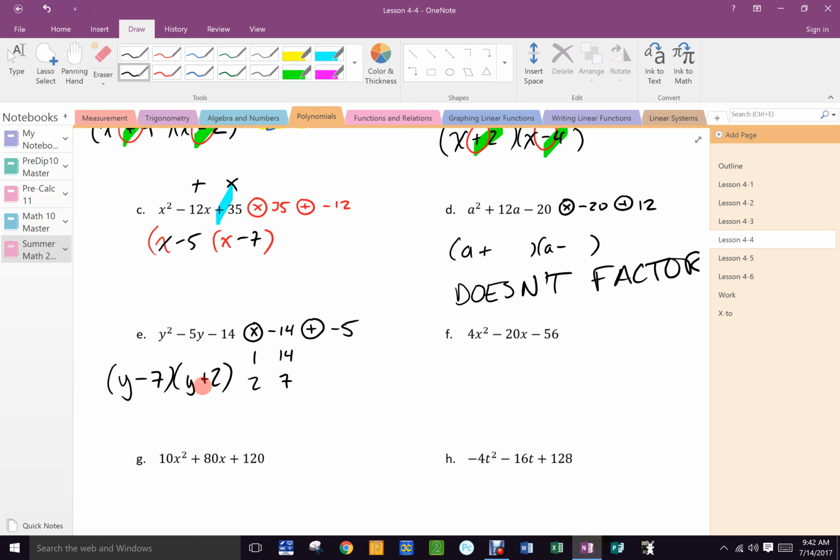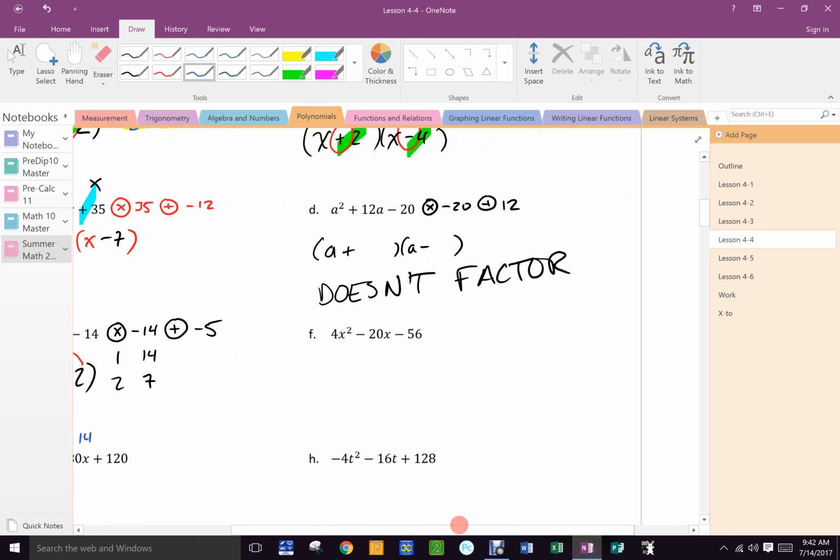Yes. That's it. Now, if I expand this, there's my y squared, which I needed right there, right? There's plus 2y's. There is minus 7y's. 2 minus 7y's gets me the 5 that I needed. And then negative 2 times negative 7 times positive 2 gets me negative 14, which I needed right there. Got it? All right. Now look at F and tell me what's different.